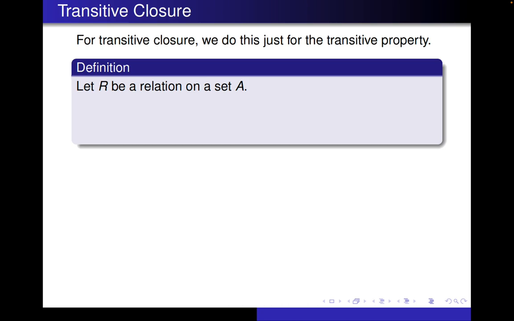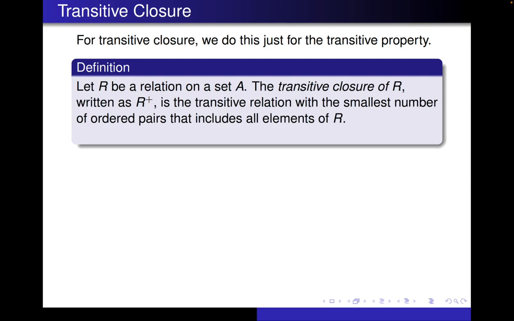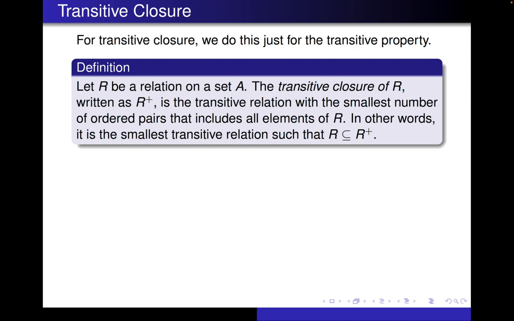So the definition of the transitive closure is, well, you start with R, a relation on the set A, and this could literally be any relation between elements in A. The transitive closure of R, and the notation we use for that is R plus, is going to be a transitive relation that has the smallest number of ordered pairs possible and includes all the elements of the original relation. So you take the elements of the original relation and add as few extra arrows as possible to make it transitive. Another way of saying that is it's the smallest transitive relation such that the original relation is a subset of it.